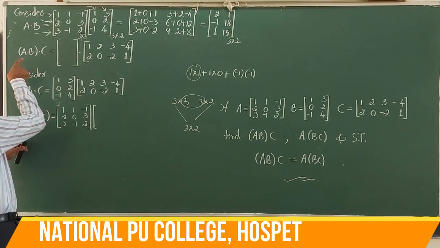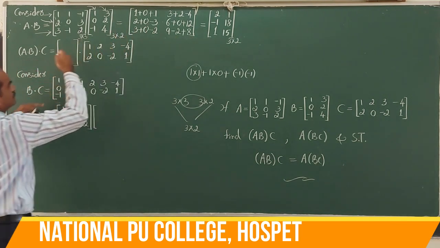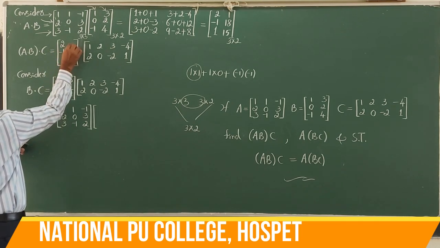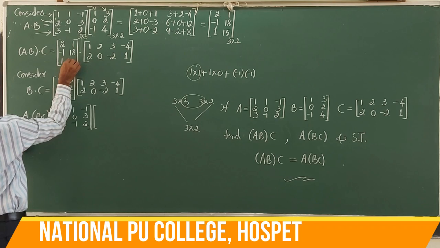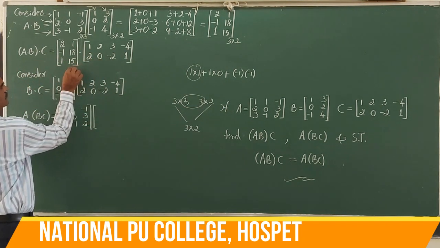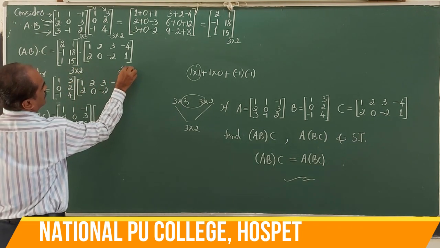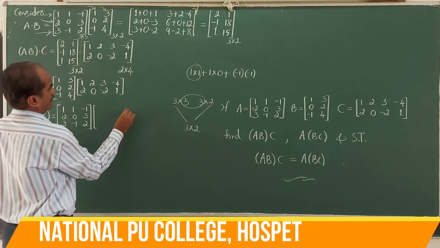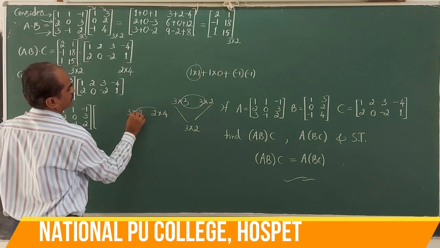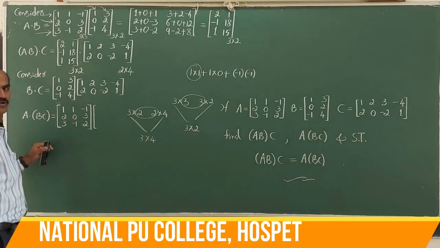Next, I have to multiply AB with the C matrix. So here we determined the AB matrix. Write that matrix. First column 2, minus 1, 1. Second column 1, 18, 15. Matrix C is given in the problem; I have written it here. Observe here, the first matrix is of order 3 by 2. The second matrix is of order 2 by 4. What is the resulting matrix? 3 by 4. 3 rows, 4 columns will be there.